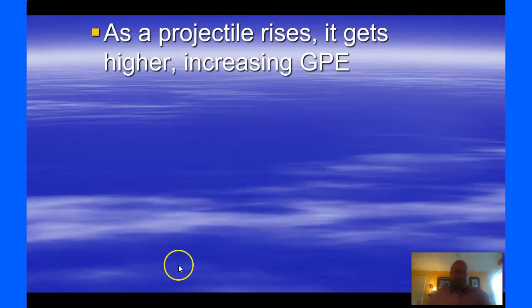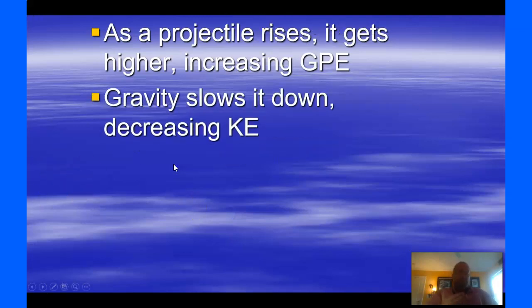So, what was I saying? As the projectile is rising, gravitational potential energy is increasing because it's getting higher and higher in the air. Also, if you've ever thrown a paper ball or a football or anything up in the air, you know it slows down and stops for an instant and then starts falling again. So the speed is decreasing. As the projectile is rising, gravity slows it down, so the kinetic energy decreases. Every joule of kinetic energy lost is gained as gravitational potential energy.